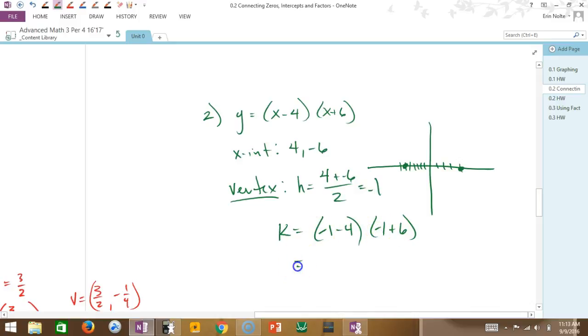Okay. Negative 1 minus 4, and, ooh, interesting, negative 1 plus 6. 5. That is interesting. Okay, so negative 5 times 5. Ooh, 25. Oh, good lord. Okay, so maybe this wasn't a great example. Okay, so negative 1, that's negative 25. Perfect.